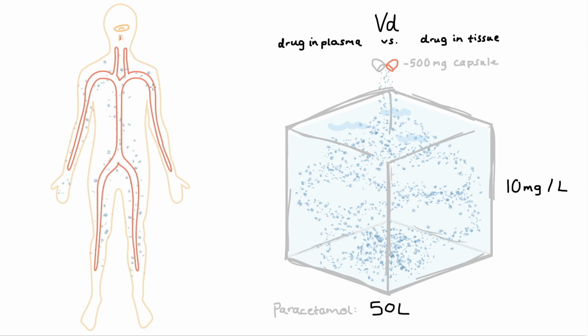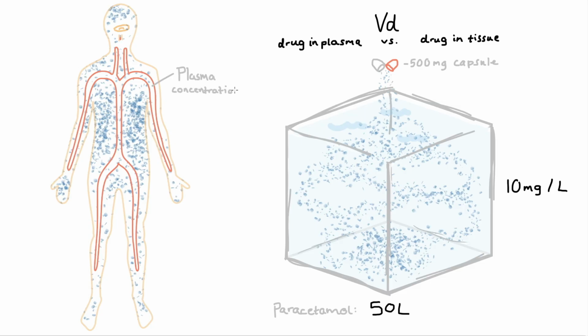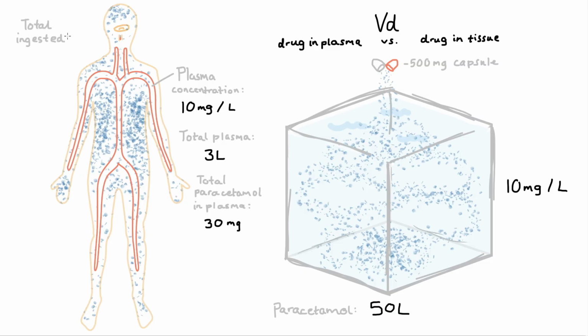If we gave this person here 500 milligrams of paracetamol and then wait an hour or so, the eventual plasma concentration would be about 10 milligrams per litre. That's interesting because we've only got around 3 litres of plasma in us, which would only carry a total of 30 milligrams of paracetamol. So this person has ingested 500 milligrams, 30 of it has ended up in the plasma, and the other 470 milligrams has ended up spread out through the tissue.